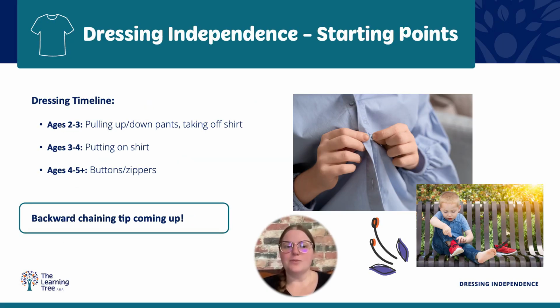Dressing independence. What are some starting points? We want to look at age-appropriate timelines. At ages 2 to 3, they can practice pulling up and down pants and taking off their shirts. Age 3 to 4, practice putting on the shirt. Age 4 to 5, using buttons and zippers. And then the next slide, we're going to talk about backwards chaining.